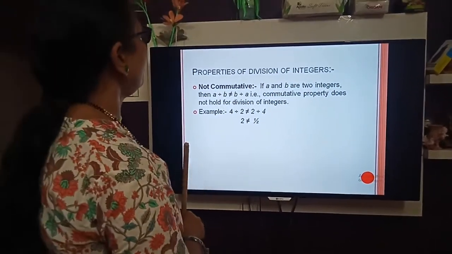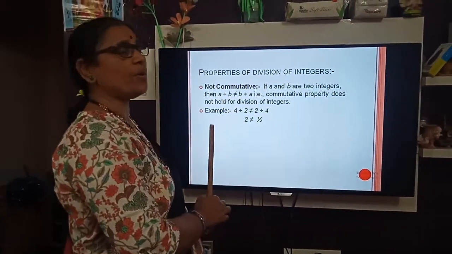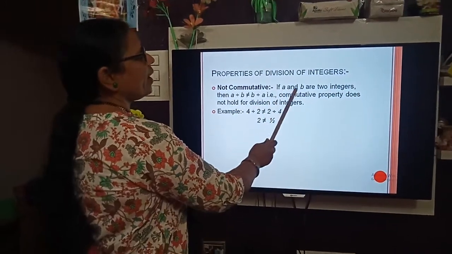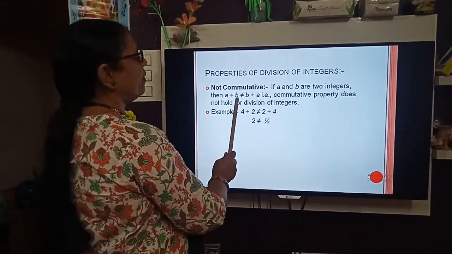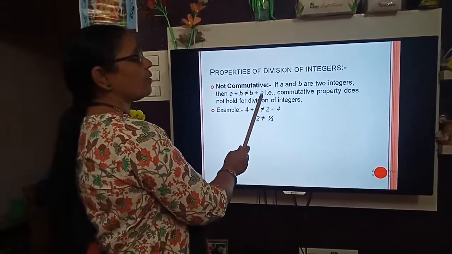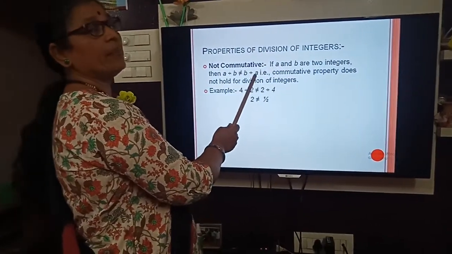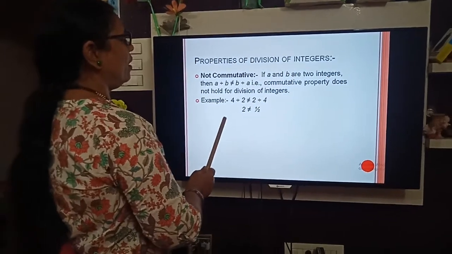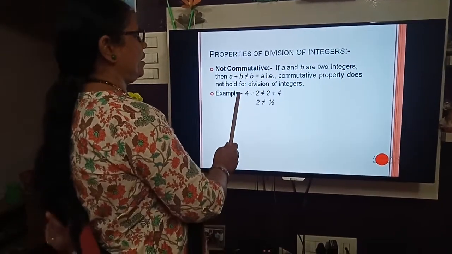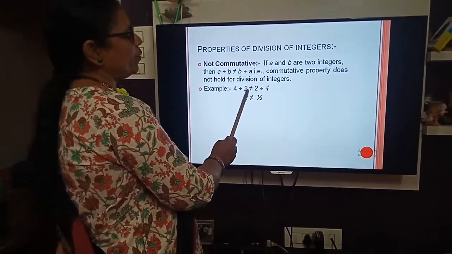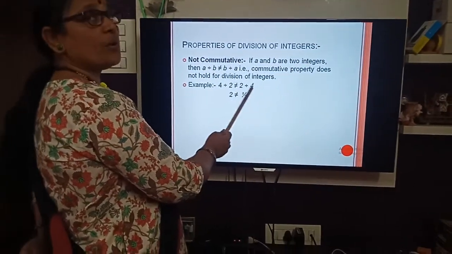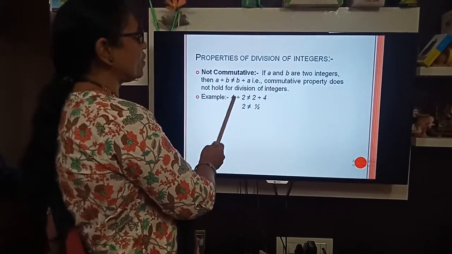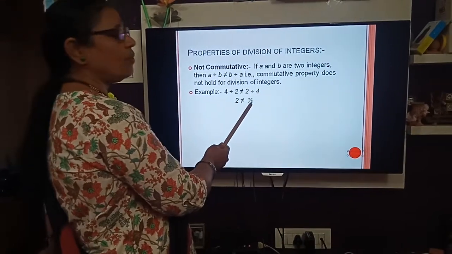Even the commutative property will also not be satisfied. If a and b are any two integers, then a divided by b will not equal b divided by a. See, it does not hold good for division of integers here. See, 4 divided by 2 does not equal 2 divided by 4. The simplification of this is 2, and it does not equal 1 by 2.